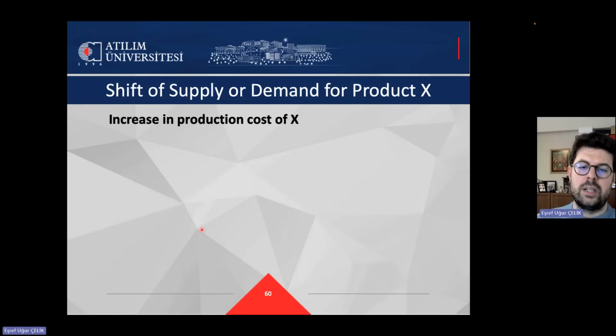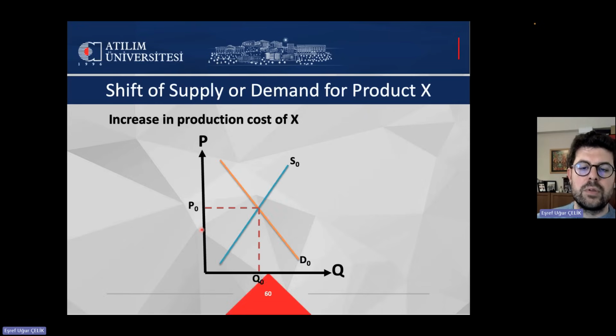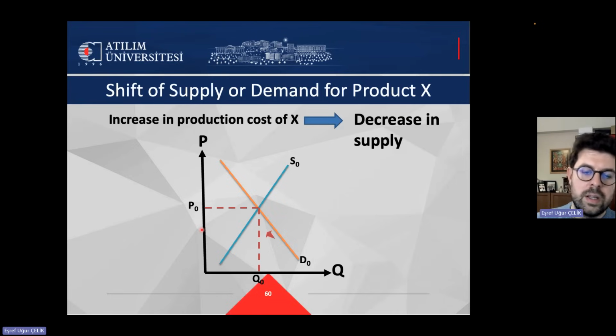Let's come to another example: increase in the production cost of X. Production cost, or the price of inputs, are determinants of supply. When the production cost becomes higher, the producer produces less. So the supply curve shifts to the left. That's called a decrease in supply.